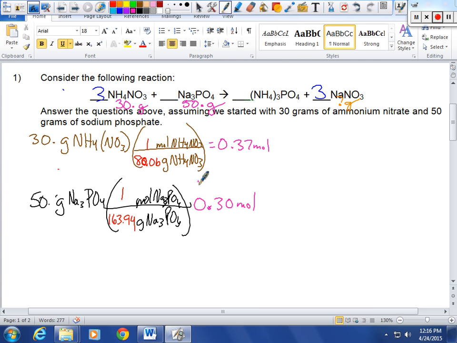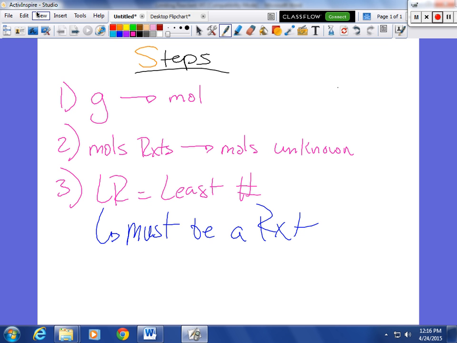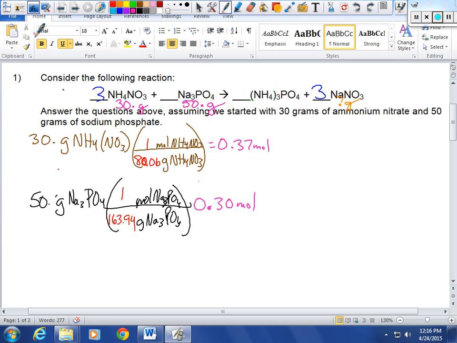So now we've got moles of each compound. So what's our second step? Convert moles of the reactants, which we have, to the moles of the unknown. Now, if we go back and look at our problem, what is our unknown? NaNO3, right? So how do I go from moles of one to moles of something else? That's the easy part, right?